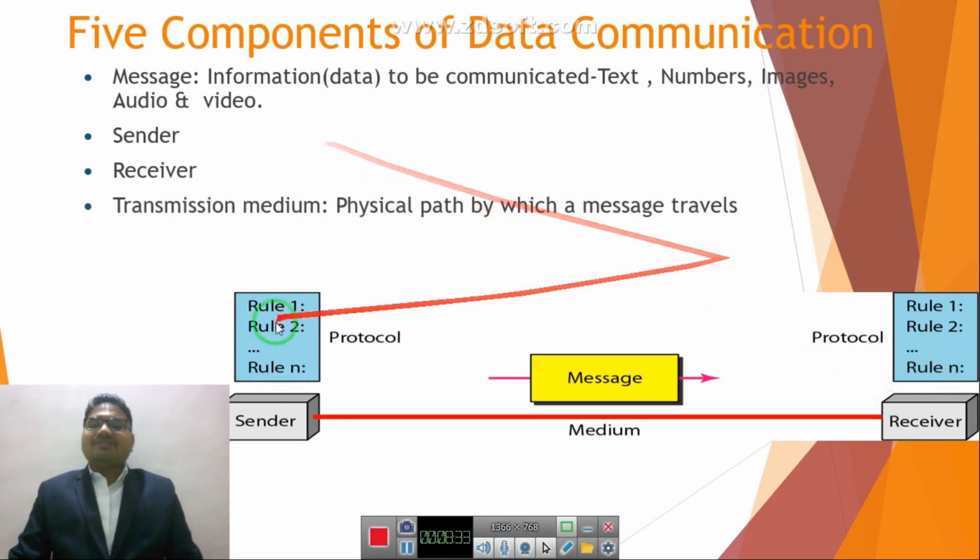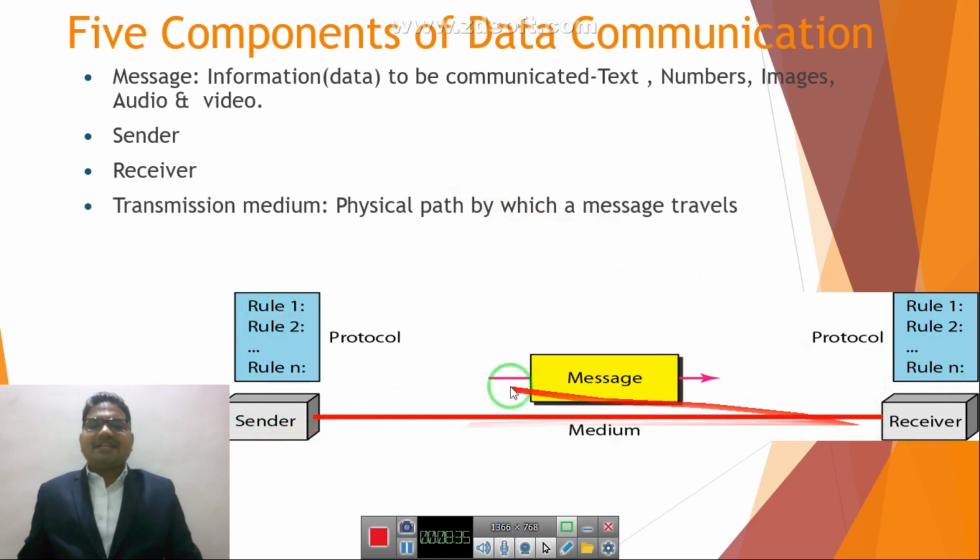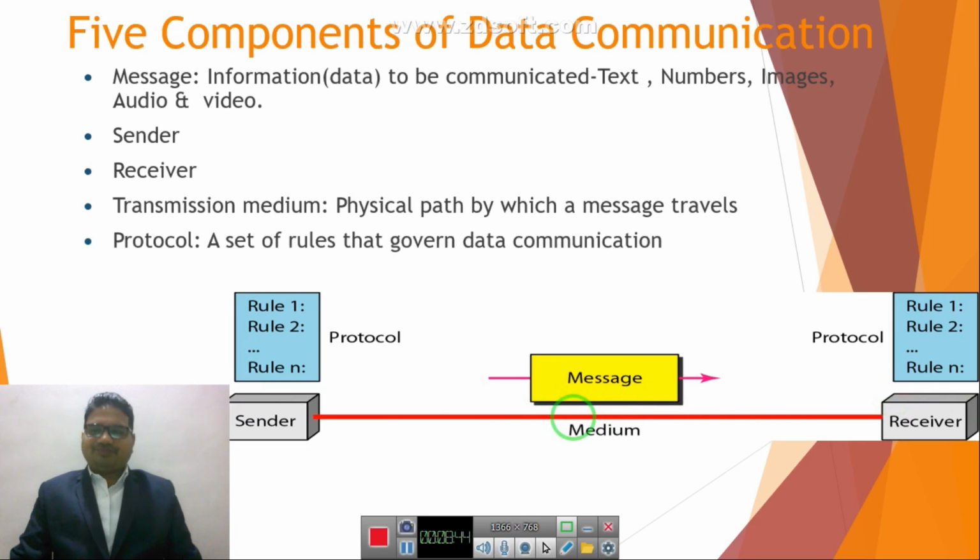Next, it is your transmission medium. That is the physical path by which a message is going to travel. And remember, the medium could be wired, it could be wireless also. And last, it is your protocol. Protocol means it is a set of rules that is going to govern the data.